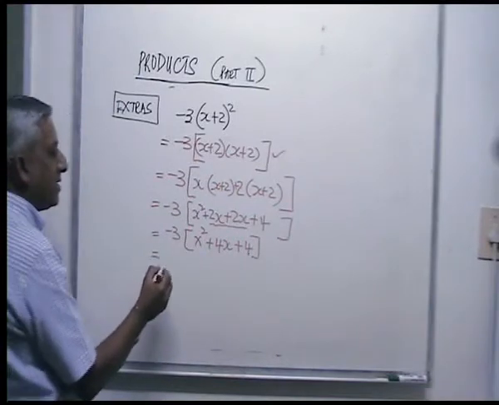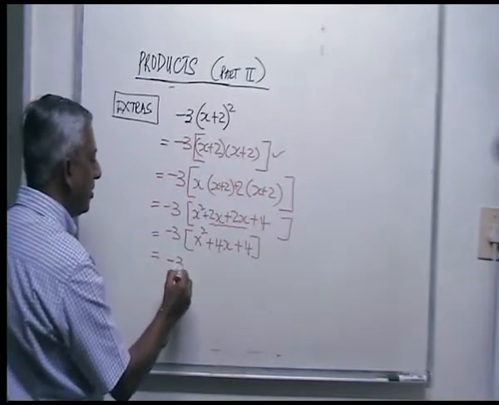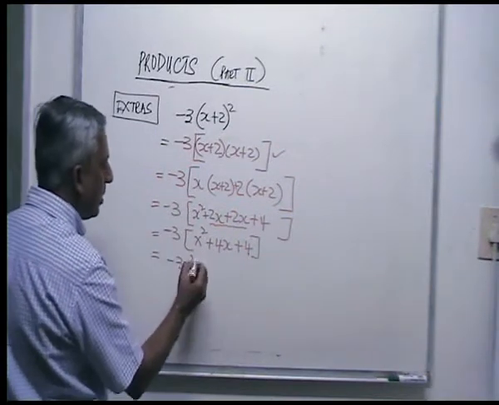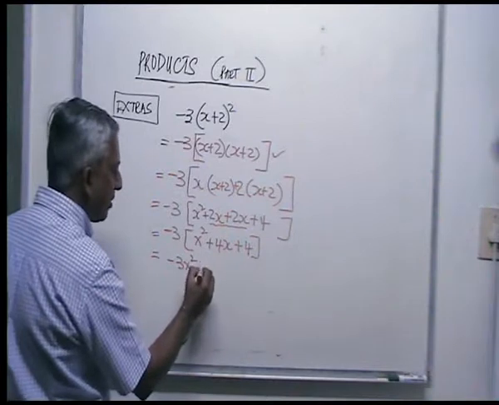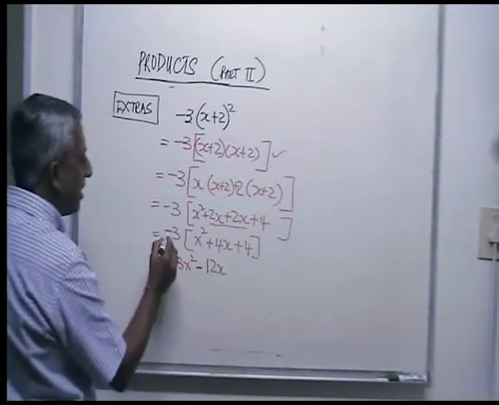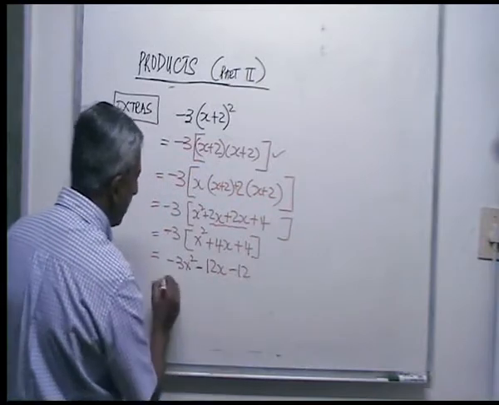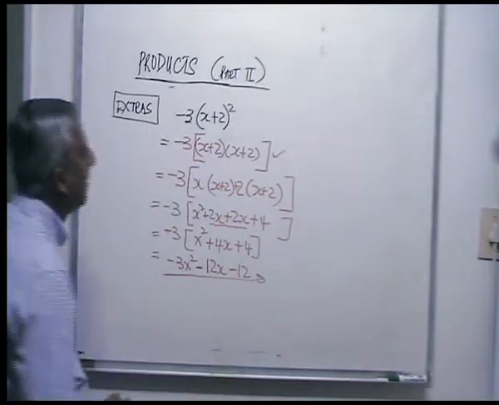And then you multiply it by minus 3. So minus 3 times x squared will give you minus 3x squared, minus 3 times 4x. You see, minus times plus is minus, so it will be minus 12x. Minus times plus is minus, so minus 12. And so that's your final answer.